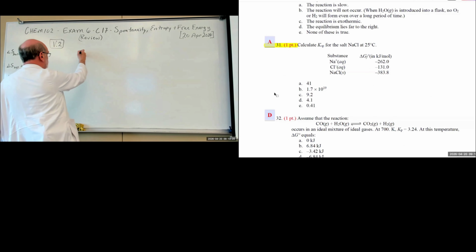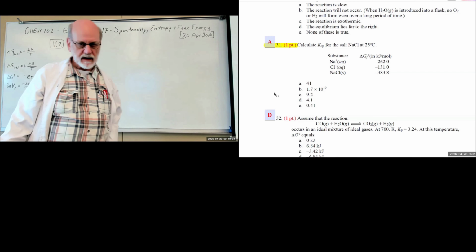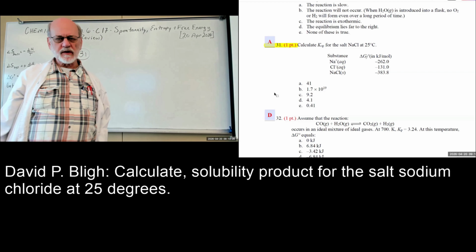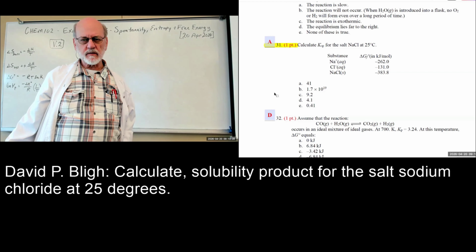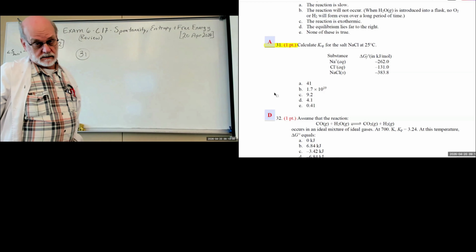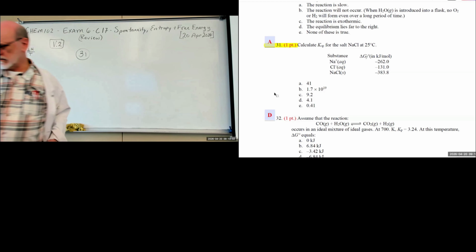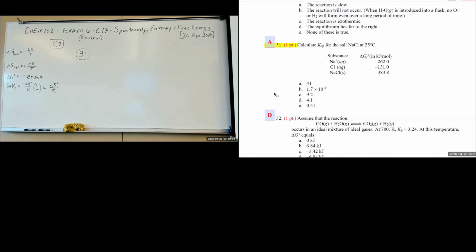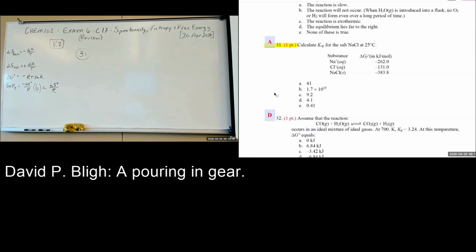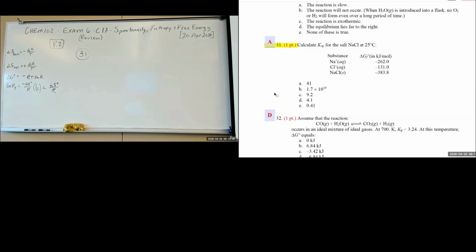31. Calculate solubility product for the salt sodium chloride at 25 degrees. Okay. Brain here. Oh.